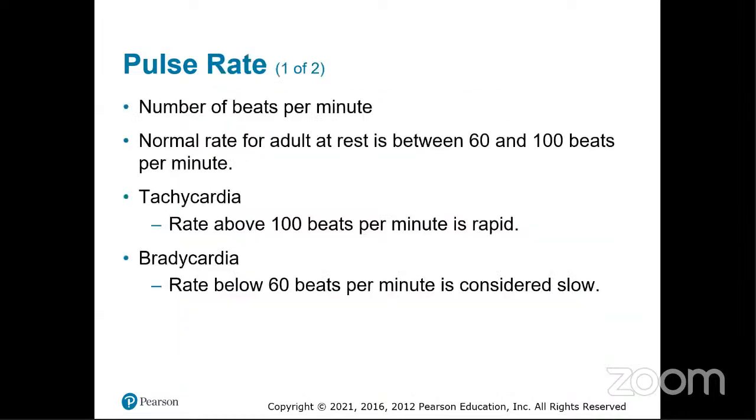So it's the number of beats per minute that we're looking at. You'll see that BPM too. Beats per minute is how they'll abbreviate that in different test questions. The normal rate for an adult at rest is between 60 and 100 beats per minute. Tachy is a rate anything over 100, and Brady is anything under 60.